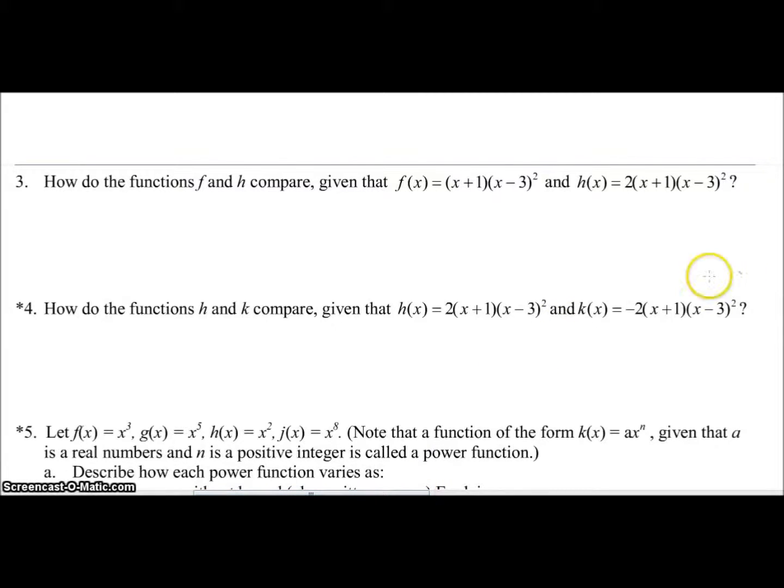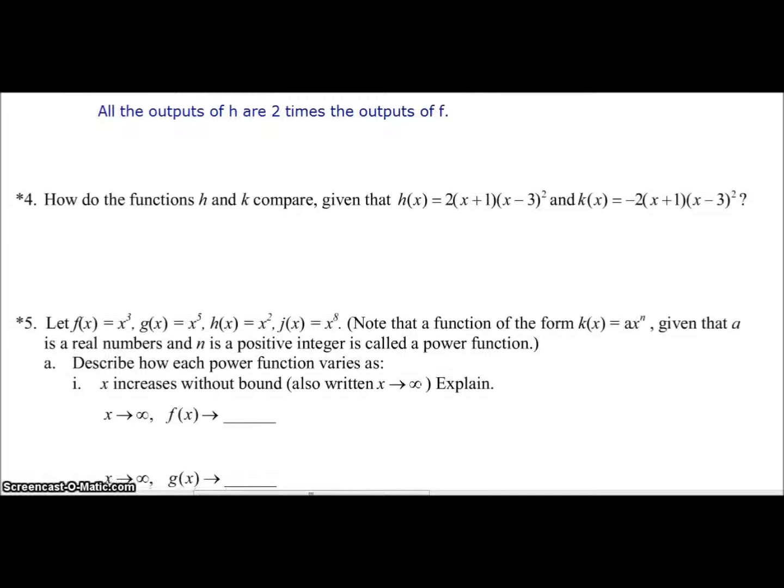How do the functions f and h compare? Well, notice there's a 2 here and there's not a 2 here, so all the outputs of h are 2 times the outputs of f. And the book noted one more thing, since the outputs are simply 2 times the outputs of f, and the rate of change is just the change in f over the change in x, or the change in h over the change in x, the rate of change of h is 2 times the rate of change of f at any given point or for any specific interval.